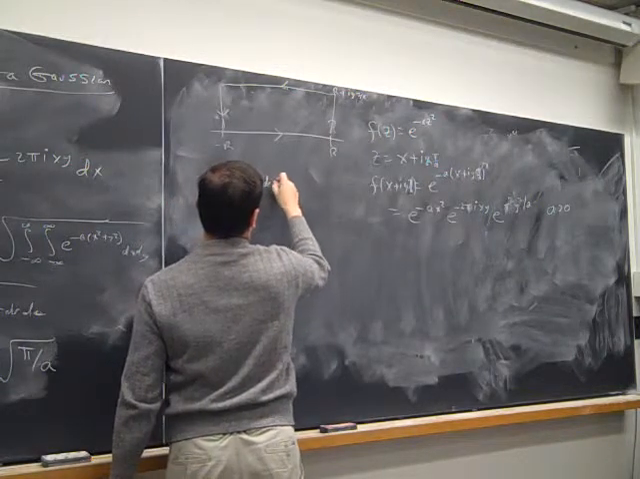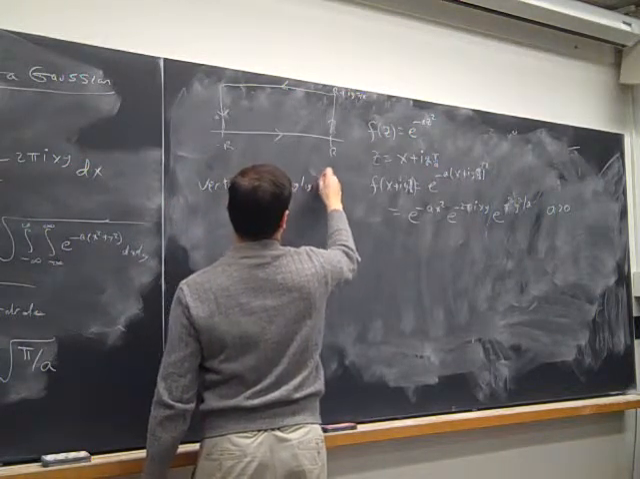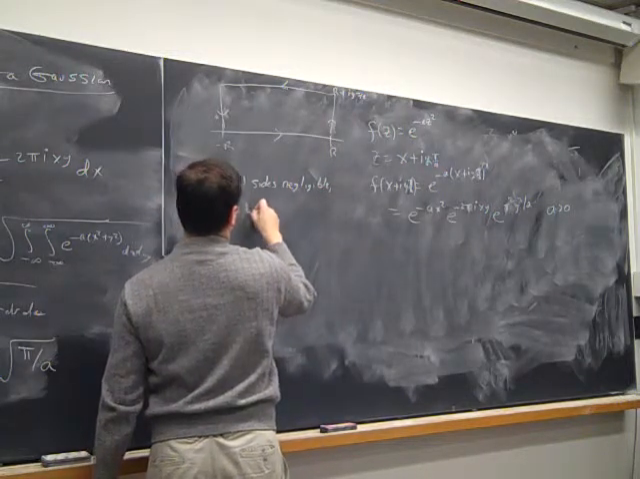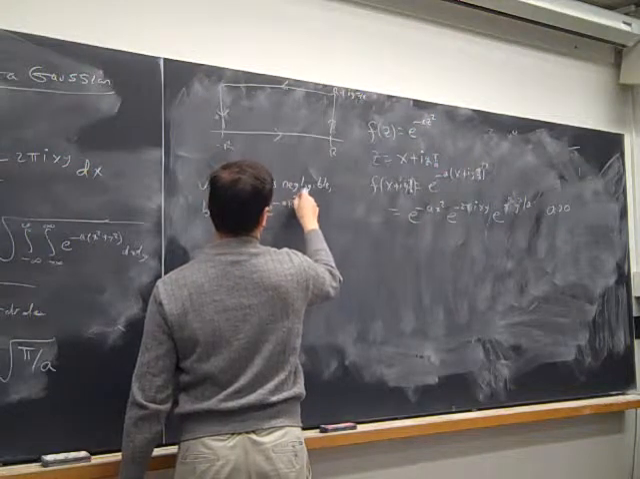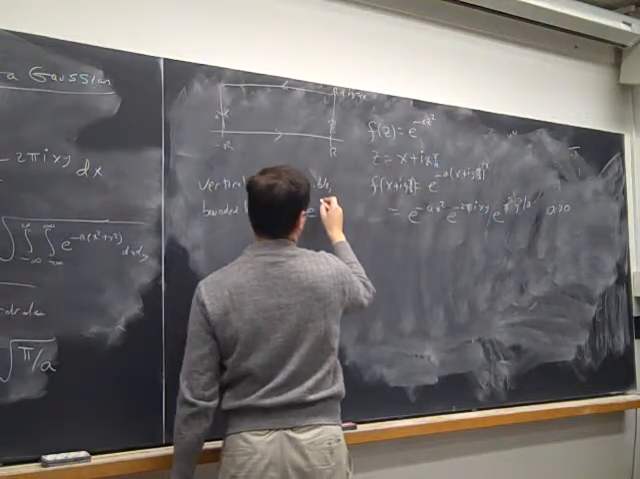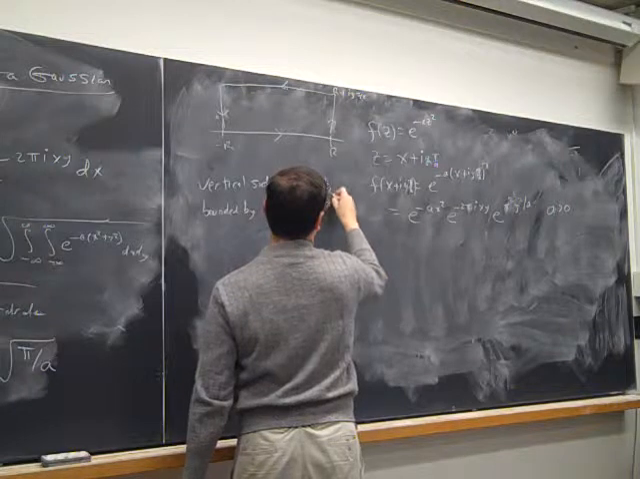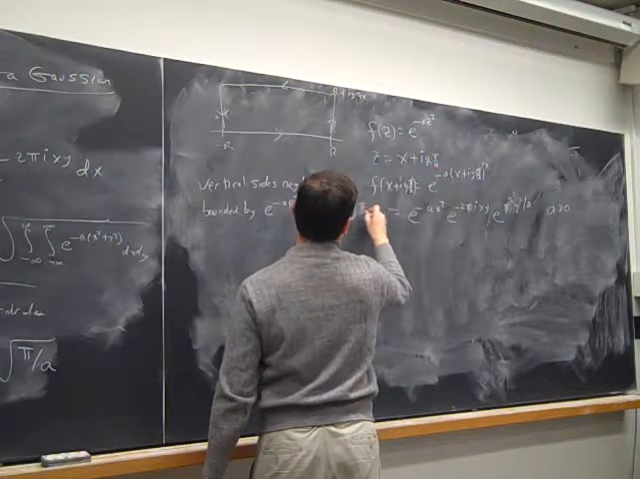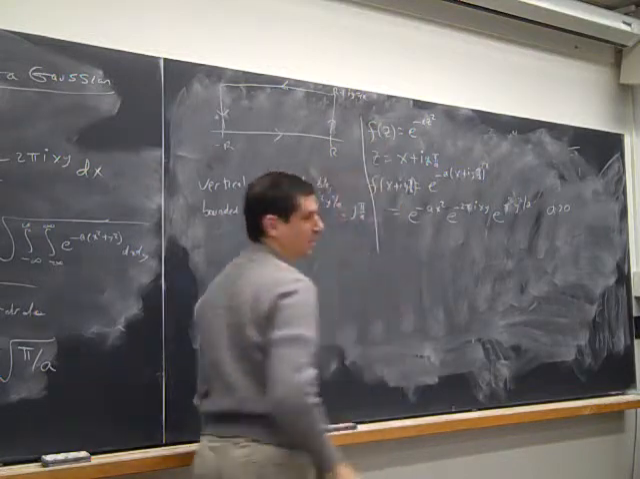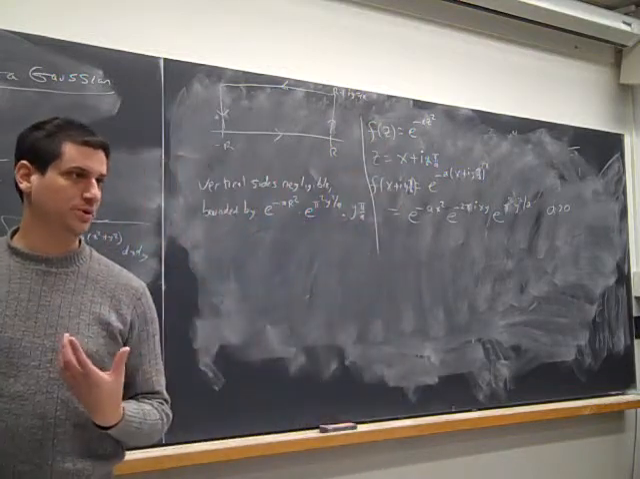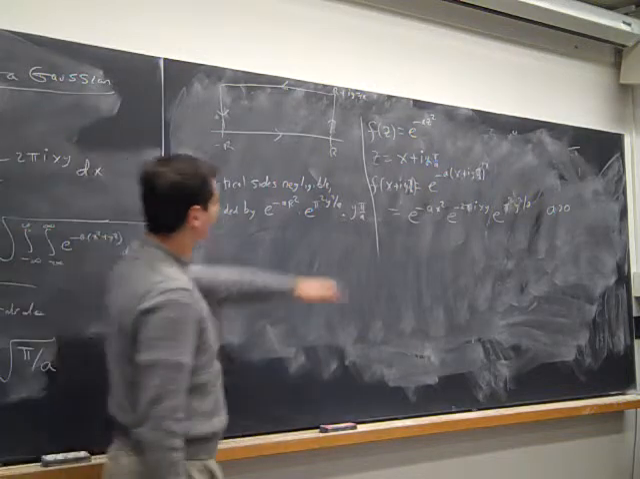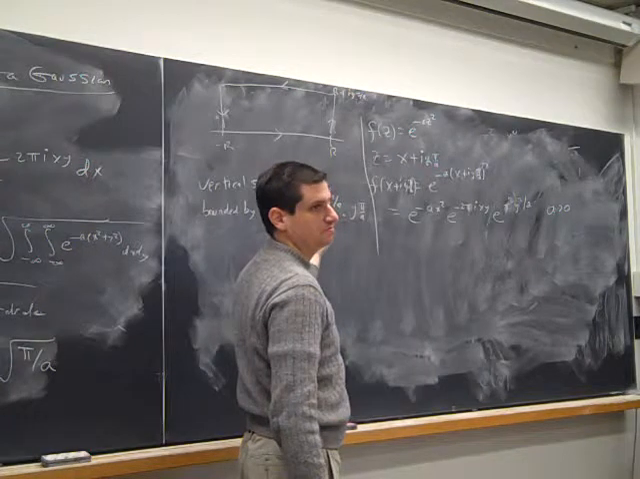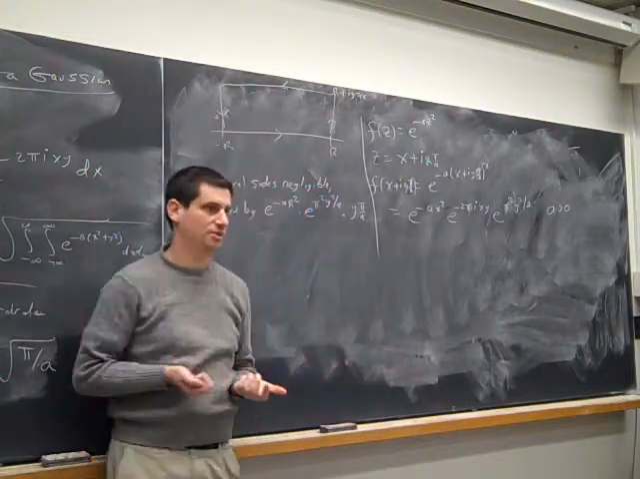Vertical sides, negligible, bounded by e to the minus a r squared times e to the pi squared y squared over a times y pi over a. This is not the best bound. I'm getting this bound by saying, what's the length of the vertical side and what's the maximum value of the function? This is overkill.